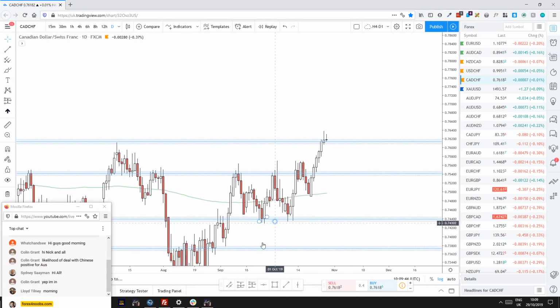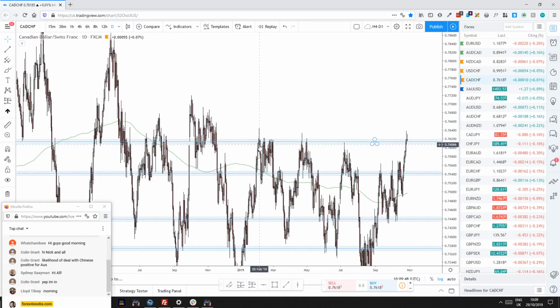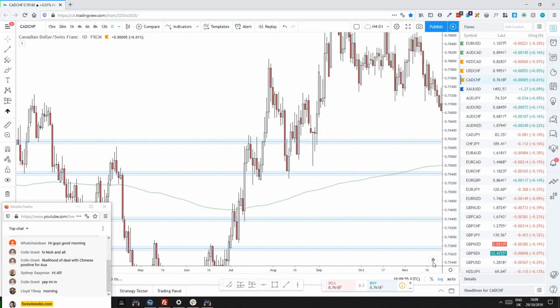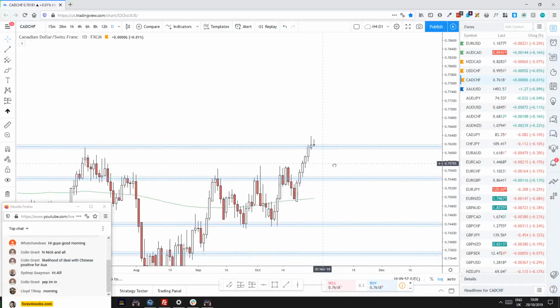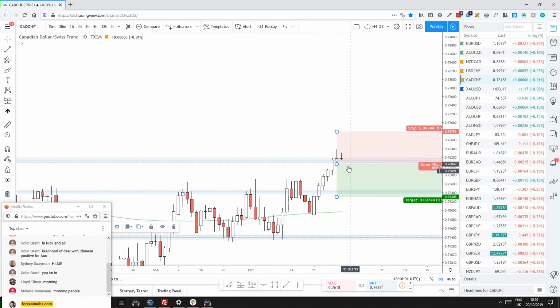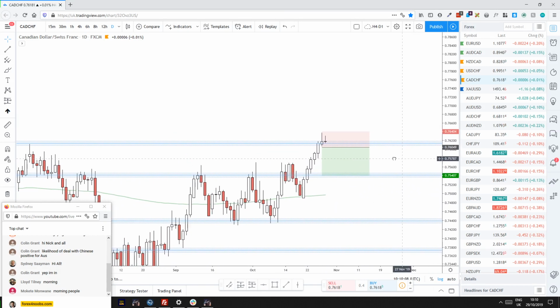CADCHF, another good potential short here. Price is at this pretty significant high. It hasn't really been able to break this high since February 2019. It's making another attempt now, and it looks like it's going to fail. So I'm looking for a short trade here. Something like that potentially.